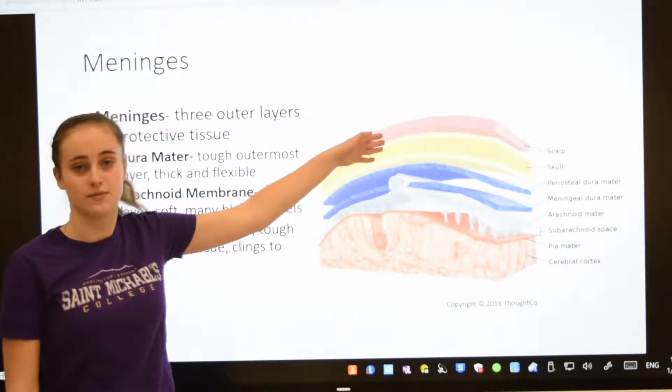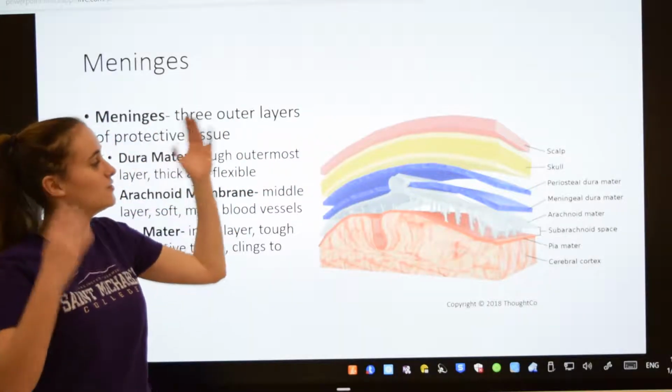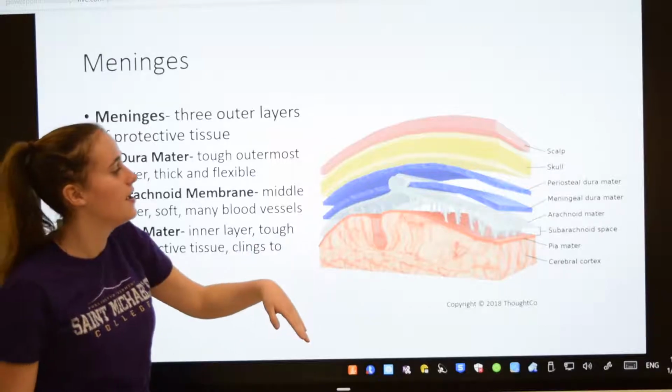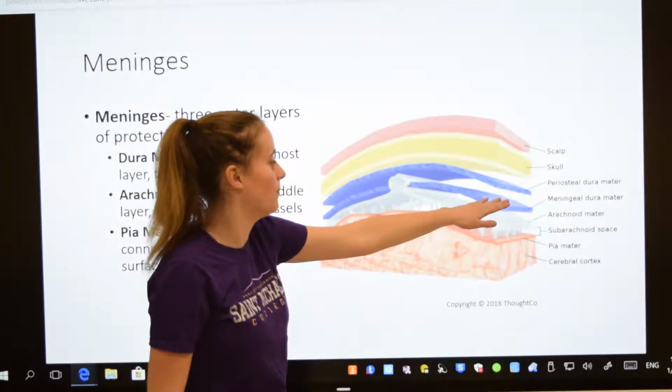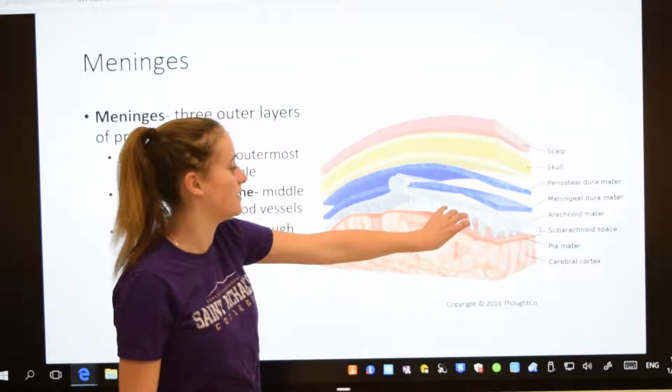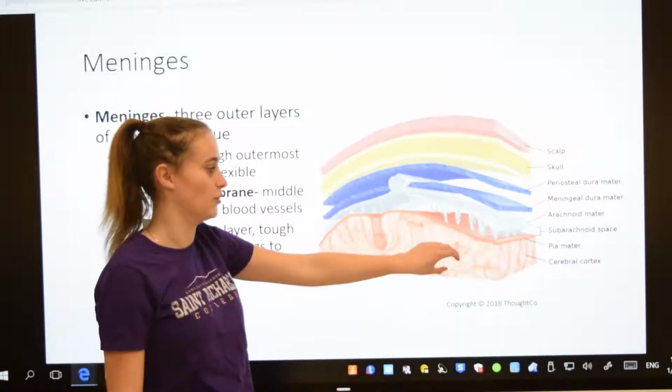On the farthest outside of our heads, we have our scalp, and then our skull, which is the bone itself. And then we have the layers of the dura mater, the arachnoid membrane, and then the pia mater, and you can see how that actually is clinging to the cerebral cortex right there.